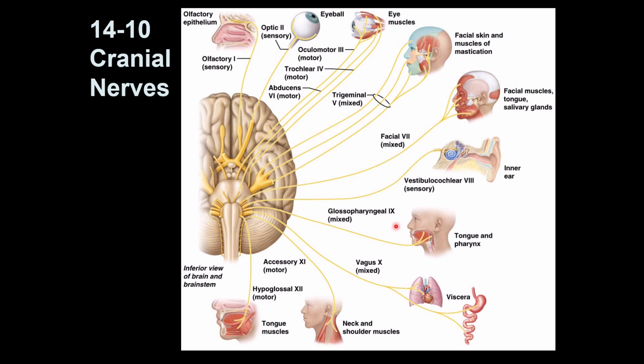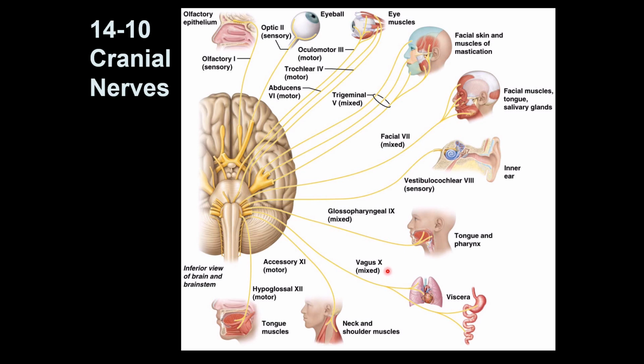The vagus nerve is the longest cranial nerve outside of the cranium. It's a mixed nerve, and this is for the visceral organs. So it's carrying sensory information from visceral organs, and also sending autonomic motor function, so visceral function for the organs.